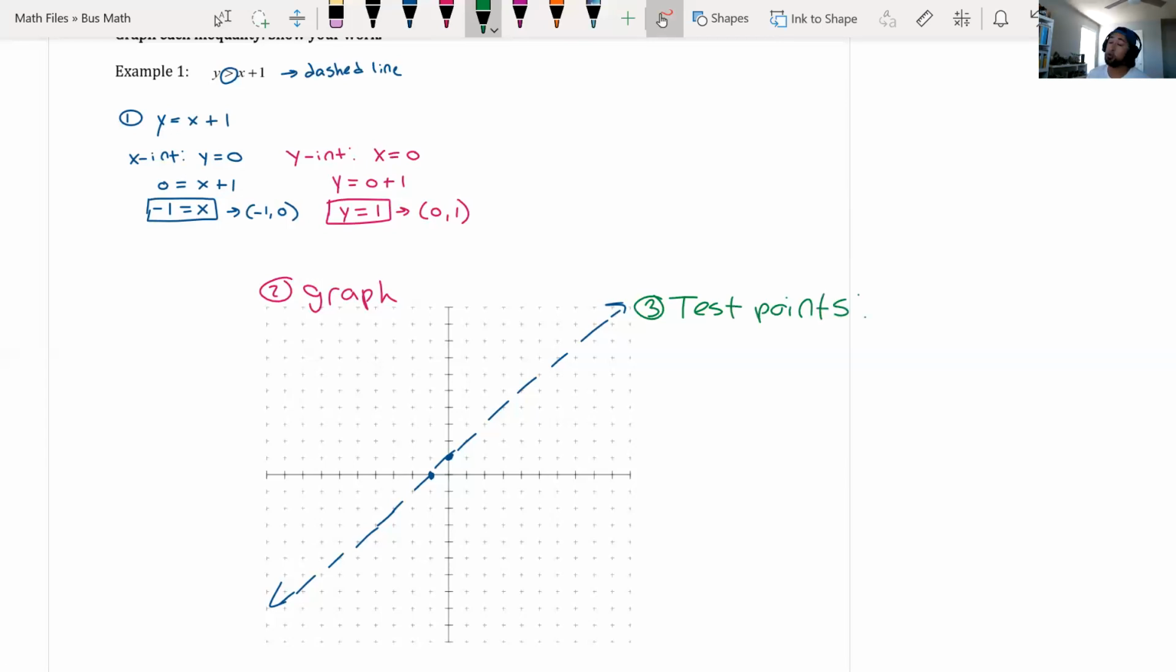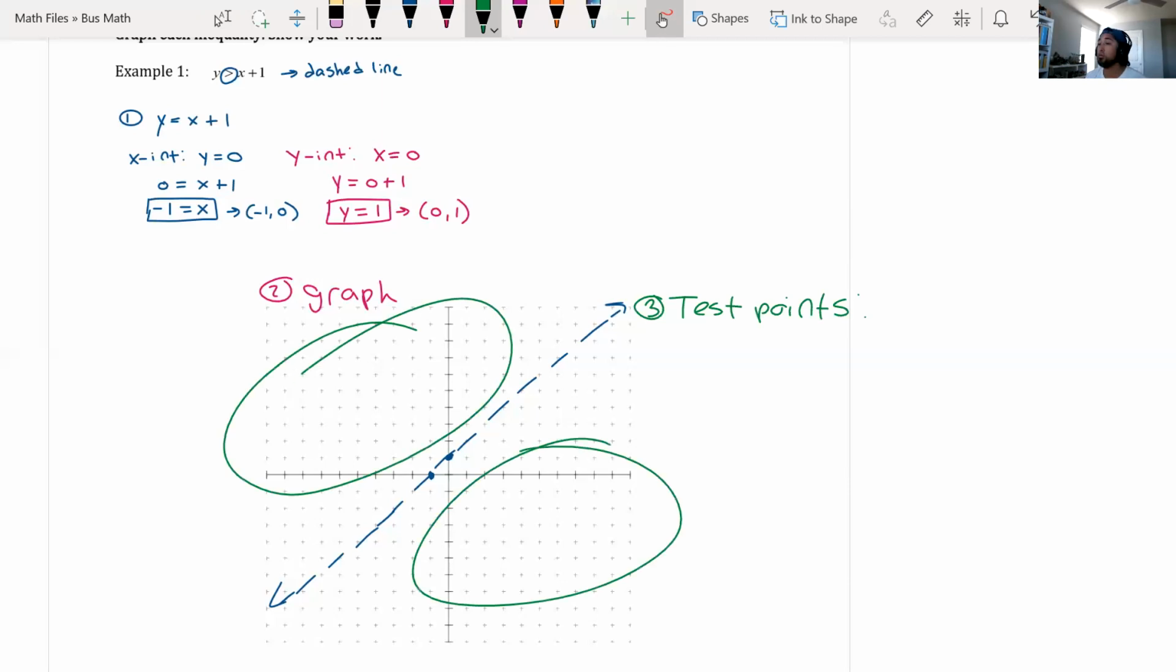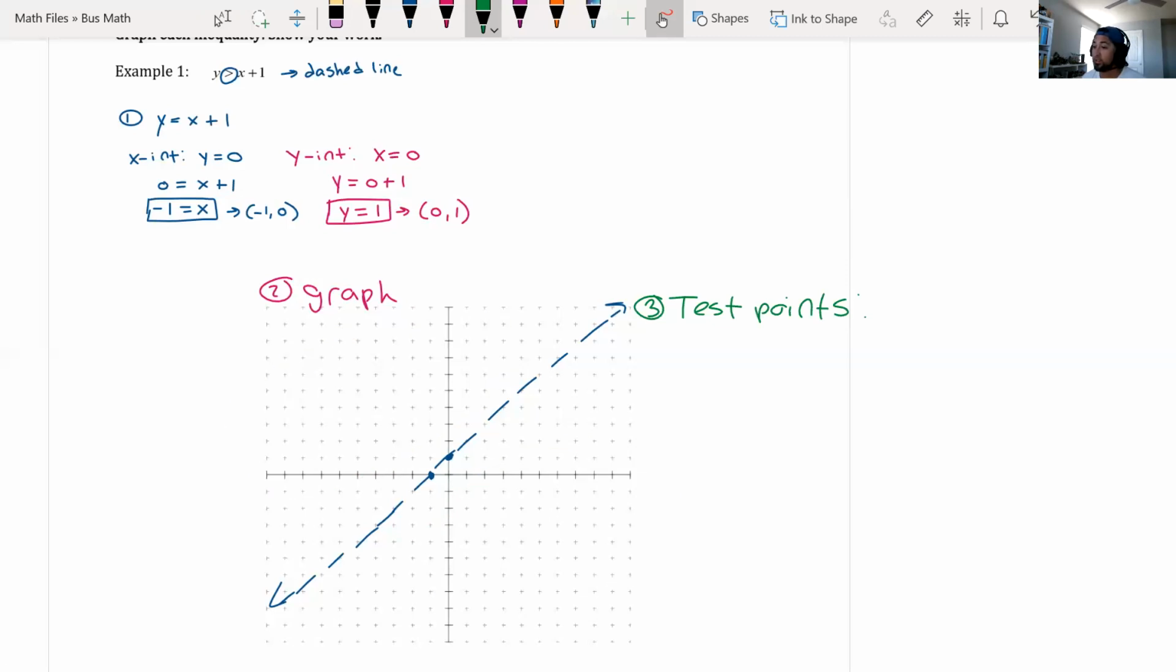And when I say test points, you can pick anything anywhere above the line or anywhere below the line, as long as it's not on the line. So somebody give me a test point. And the easiest one could be what? How about 0, 0? 0, 0 is my test point. Is that below the line? Yes, sir. There you go.